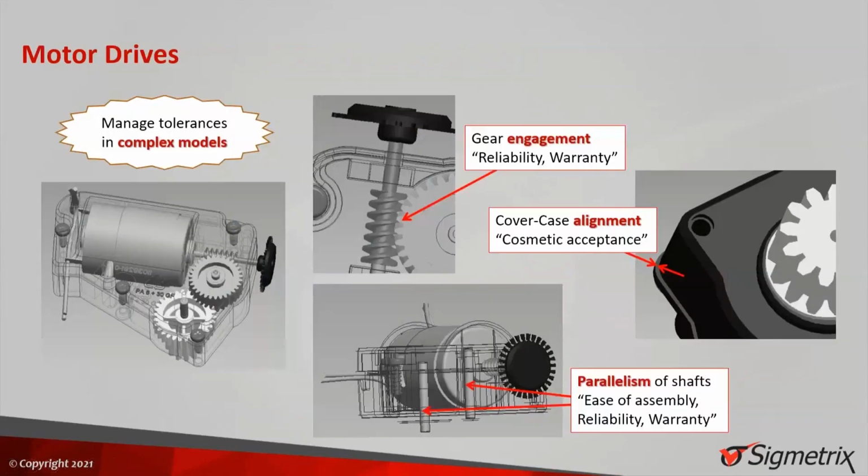And this is motor drive. So it is very complex for the gear system, right? So you can measure the engagement and also make sure of the outlook appearance alignment of the housing, and also the parallelism between two shafts. So they are all typical three-dimensional tolerance stack-ups. It is quite hard to do the stack-up by using the 1D stack-up method.